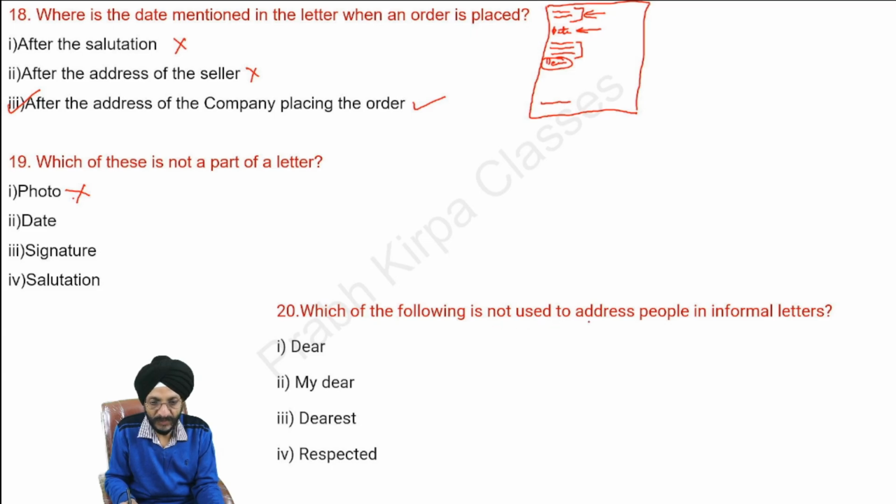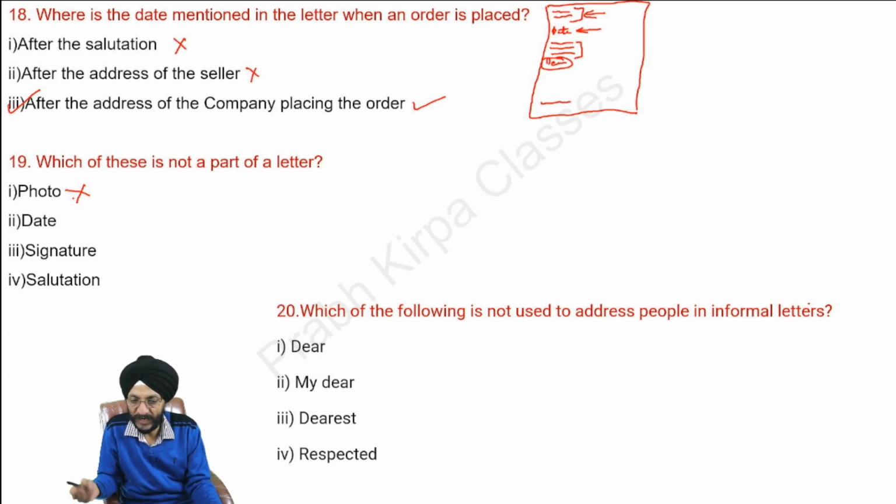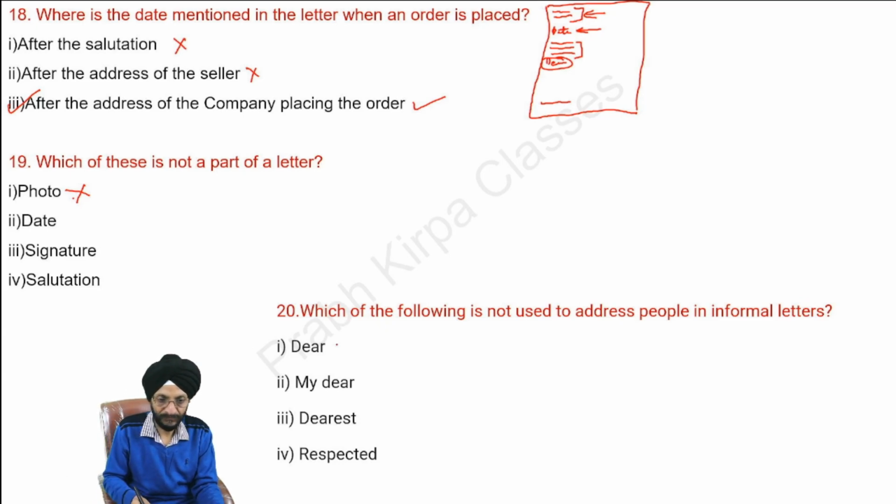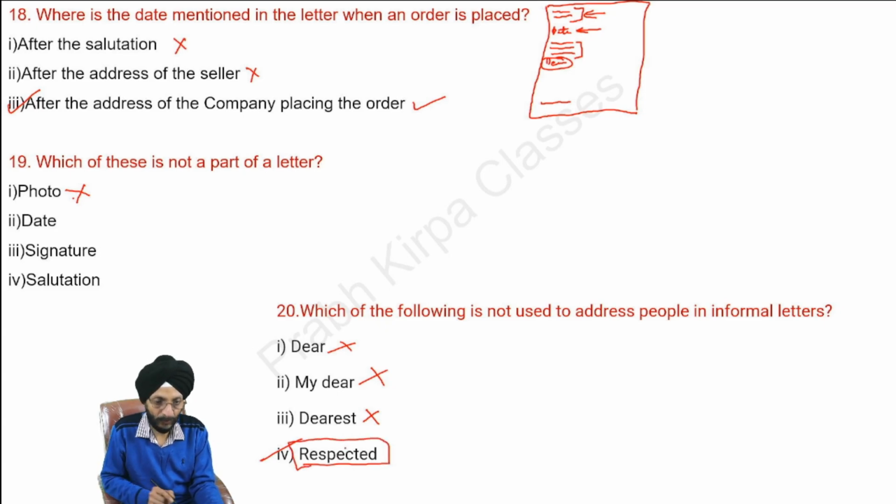Which of the following is not used to address people in informal letters? Whenever we are writing an informal letter, we are writing to our friend or relative or to our father, mother, uncle. We use the words dear, my dear, dearest. But we do not use respected. Respected is used in the case of a formal letter. So the word respected is not used in the case of informal letters.